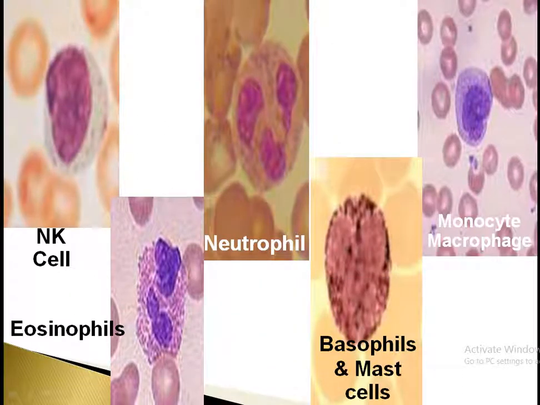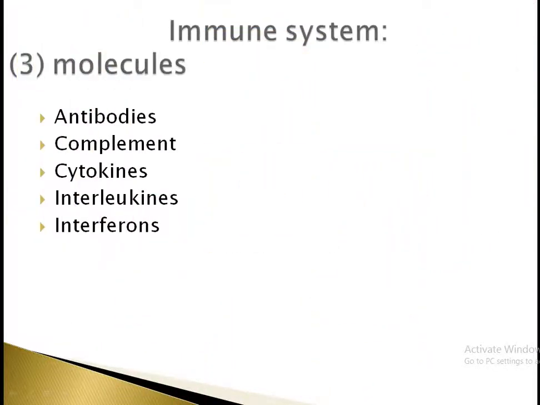You can see from this picture the different defensive cells like natural killer cells, eosinophils, neutrophils, basophils, mast cells, and monocytes and macrophages. Different types of molecules, including antibodies, complement systems, cytokines, interleukins, and interferons, also have an important role in the immune system of our body.